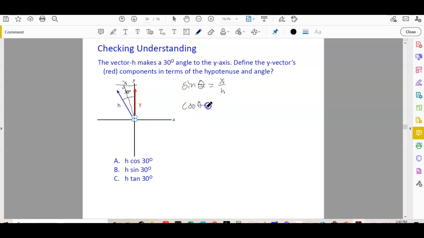Cosine of theta is going to be equal to y over h, adjacent over hypotenuse. And in this case, tangent of theta is going to be equal to x, opposite over adjacent. Well, we want y, so we're going to have to use the adjacent one. Multiply both sides by h, and you get h cosine of theta, and that is y, right there. If theta is 30 degrees, then h cosine theta is y. How'd you do?